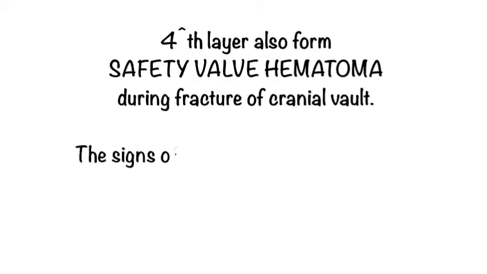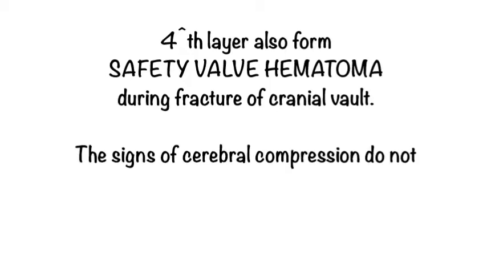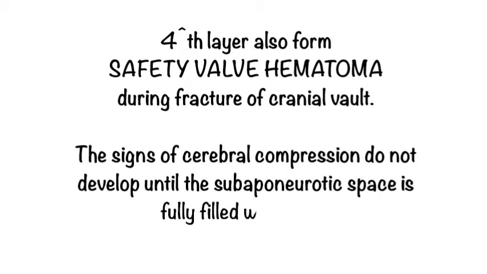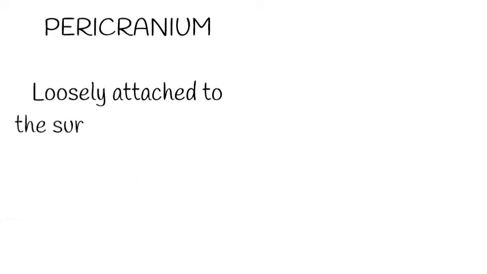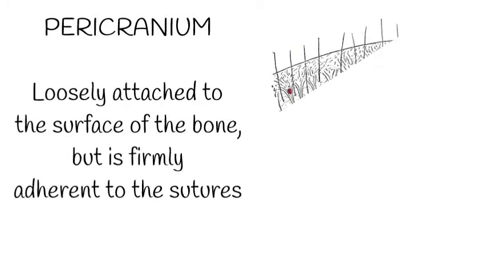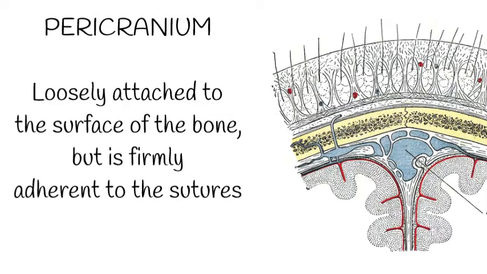The fourth layer also forms a safety valve, with hematoma formation during fracture of the cranial vault. The signs of cerebral compression do not develop until the subaponeurotic space is fully filled with blood. The last layer is the pericranium. It is the outer periosteum of the bones of the vault. It forms a loose covering for the bones except at the sutures, where it is continuous with the endocranium.